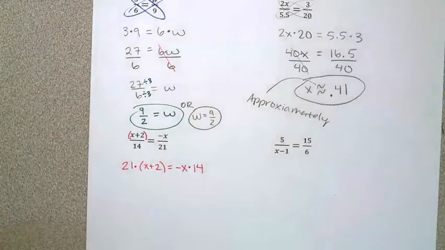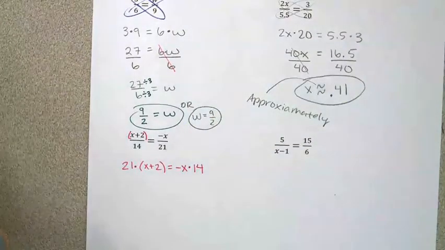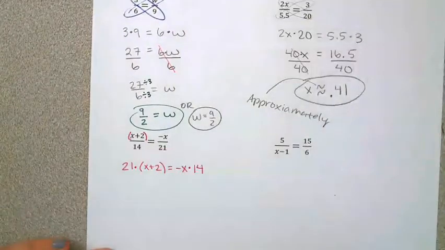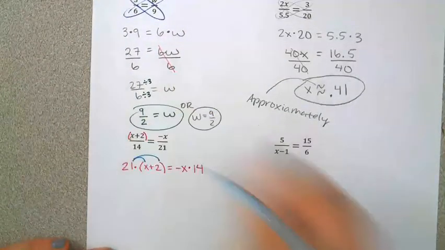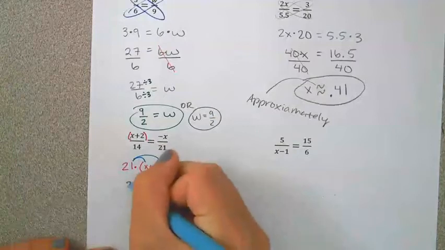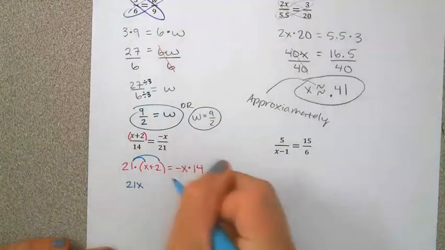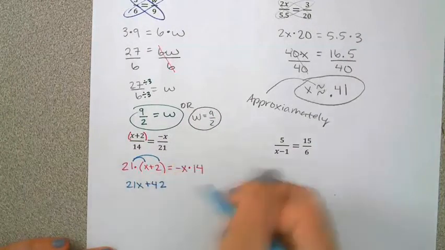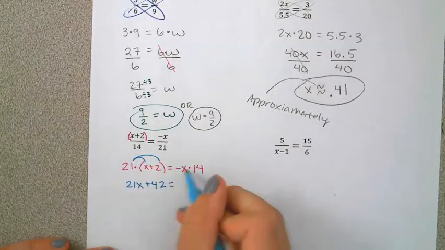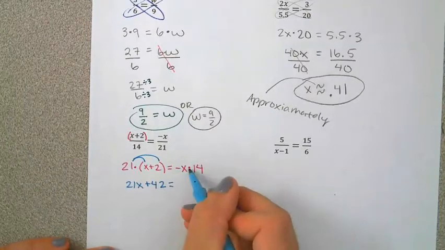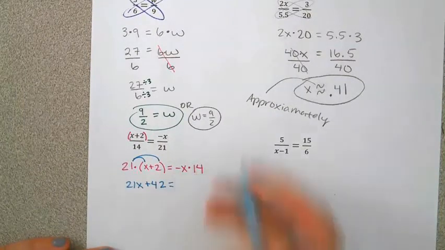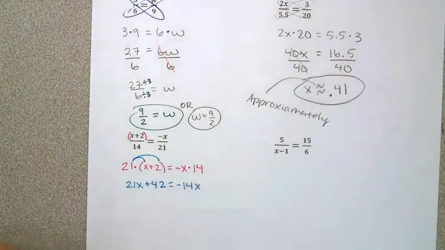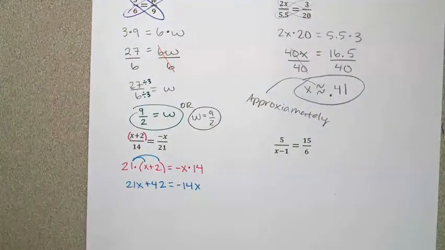And from there, we can simplify. So here, since we have this multiplication with the parentheses, we distribute. 21 times x is 21x. 21 times 2 is going to give us 42, and it's positive. From here, again, these are not like terms. However, since it's multiplication, we can combine them. So it's going to be minus 14x there. And then we continue to solve it like a regular equation.